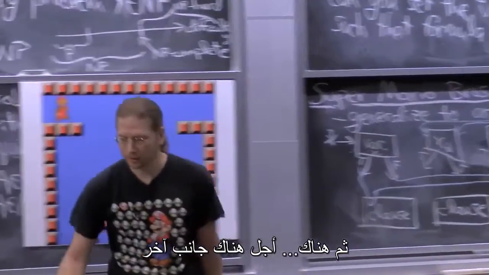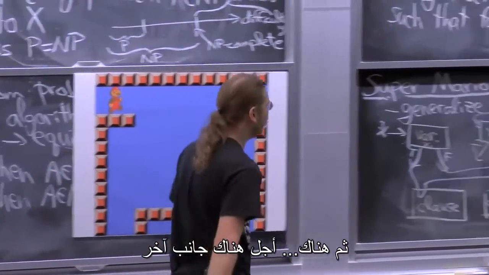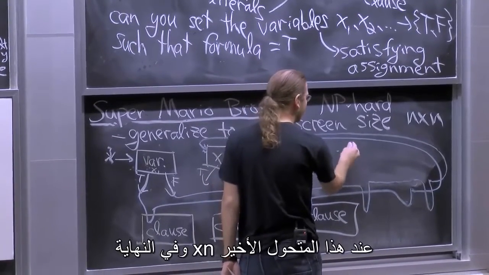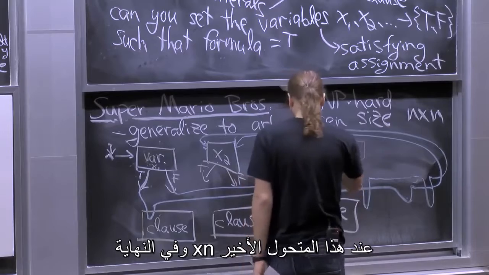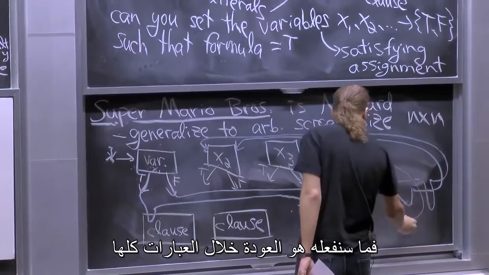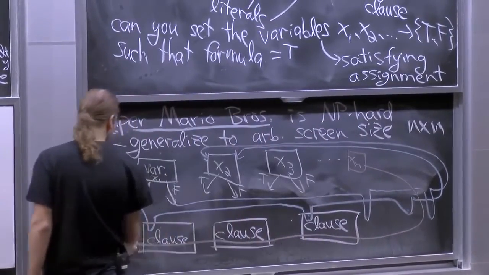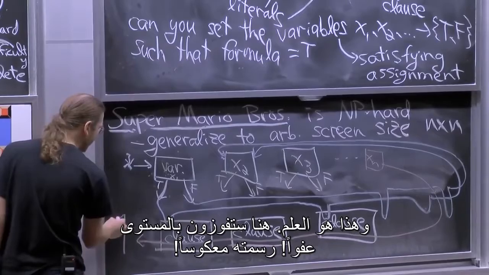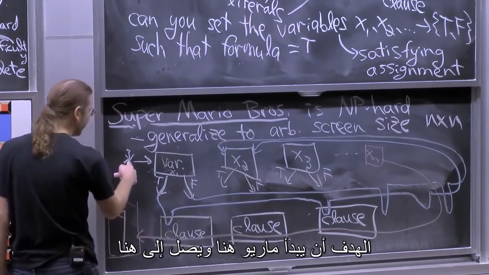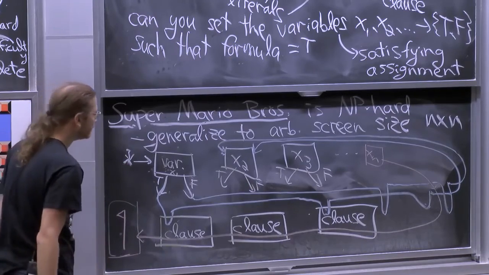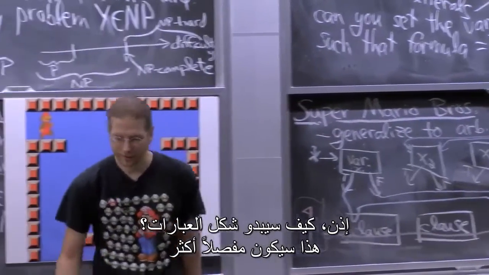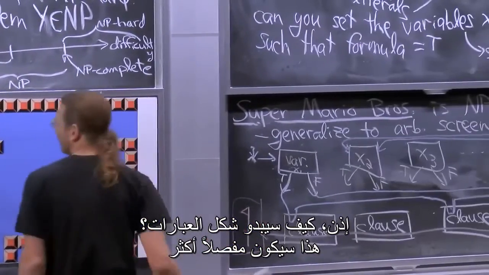And then there's one other aspect, which is after you've set all of the variables, at the very end, after this last variable xn, what we're going to do is come and go through all the clauses. And then this is the flag. This is where you win the level. Sorry, I drew it backwards. But the goal is for Mario to start here and get to here. In order to do that, you have to be able to traverse through these clauses. So what do the clauses look like? This is a little bit more elaborate.